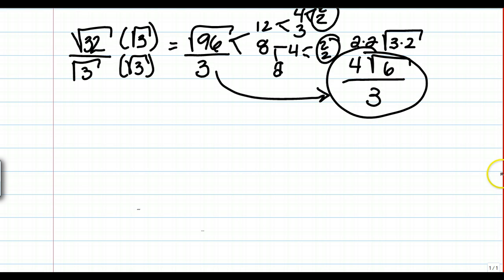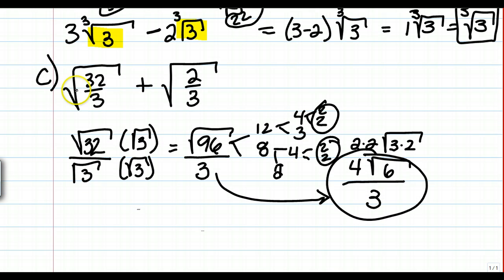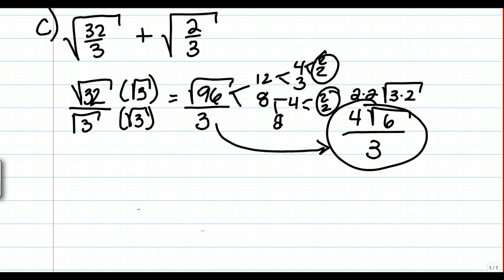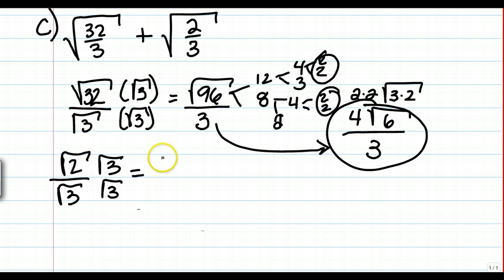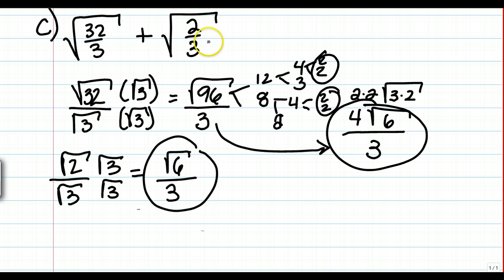For the top part, I should say. Make sure we understand that was just for this. It's not your final answer because we still have to add this together. So now we have to rationalize radical 2 over radical 3. Again, you got to multiply the top and the bottom by radical 3. 2 times 3 is 6, and 3 times 3 is 9. Square root of 9 is 3. And you can't find buddies of 6, so you're going to leave it alone. So that's the answer for this one.